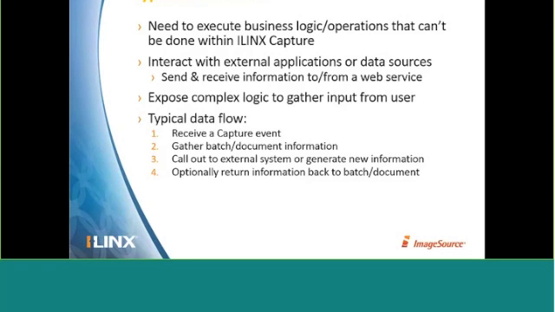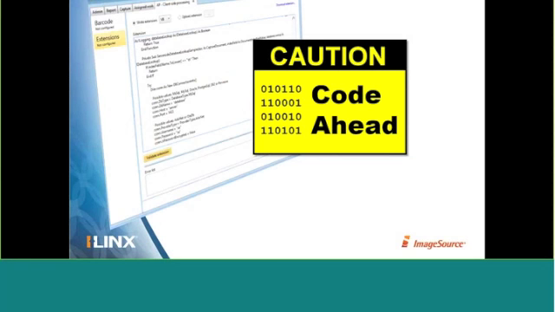Now we'll cover the data flow in more detail, but at a very high level, it goes like this. The user interacts with the ILINX Capture user interface and generates some type of event. Your event handler is invoked by the ILINX Capture framework, wherein you can gather information from the current batch and call out to an external system for additional information or additional processing. And lastly, you're going to return this information back to Capture in the form of maybe document metadata information. And you can allow or disallow ILINX Capture to continue with the operation. We'll talk more about that in just a second. Now, if you get nauseous or faint at the sight of code, you may want to avert your eyes for this next section because we're going to dive into some actual code here in just a second.